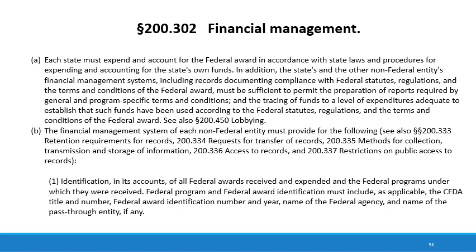The next statute that we provided for your review is 200.302 financial management. We ask that you review this in detail. We're going to go over some highlights from this particular regulation. On the first slide, the first paragraph outlines that the non-federal entity's fiscal management systems must be sufficient to provide tracing of expenditures to a level where it can be established the funds have been used in accordance with federal statutes, regulations, and terms and conditions of the award. This page also states that fiscal systems must include accounts where federal awards and expenditures are identifiable by program.